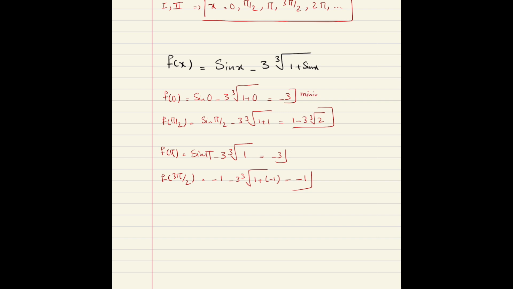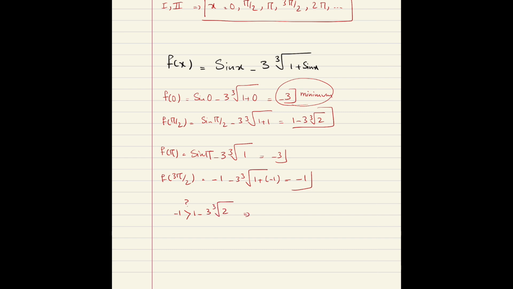So we know that negative 3 is the minimum. But which of these two is the maximum? 1 minus 3 times the cube root of 2, or negative 1? So we need to find this out.